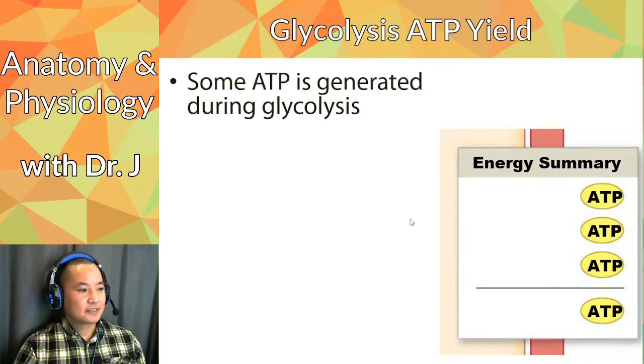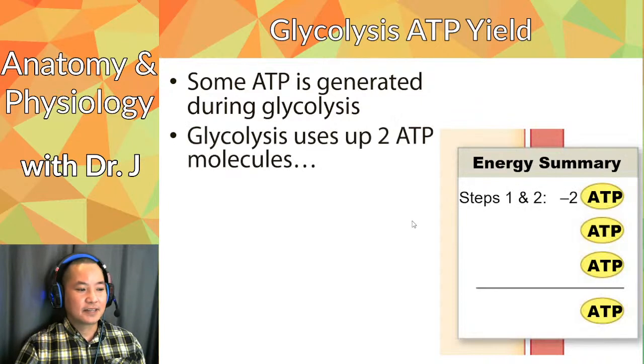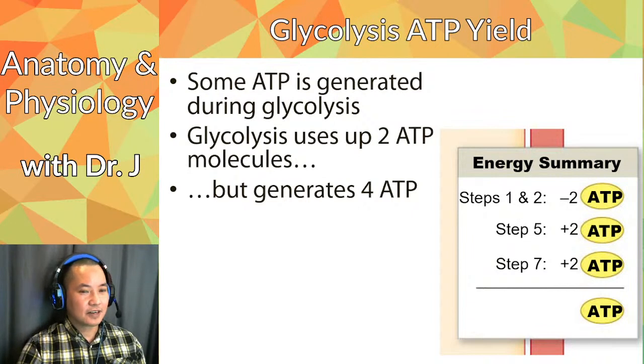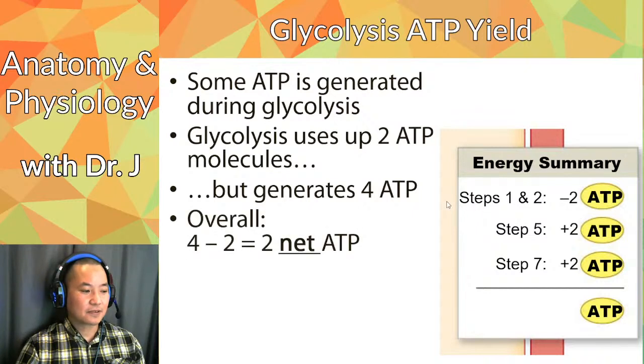Now the ATP yield. Some ATP is generated, but in the beginning we used up 2 ATP molecules, and you generate 4 ATP during that process. Where it occurs is I think a more med school or upper level biochemistry class question, but the thing is that you're generating ATP overall. So you have 2 net ATP being generated from glycolysis.